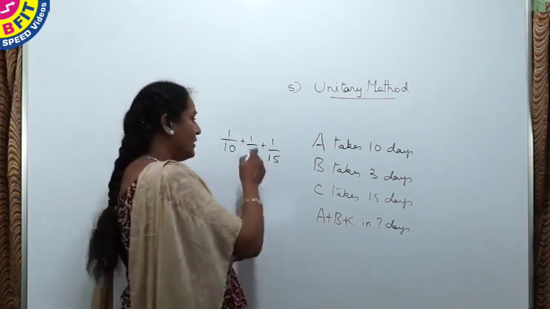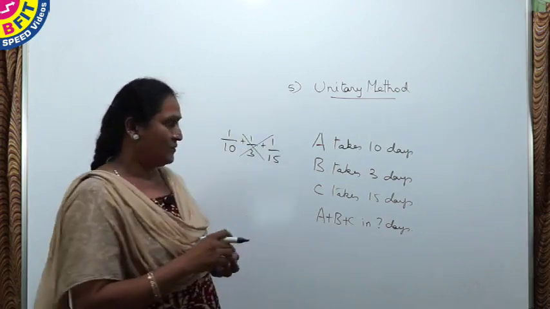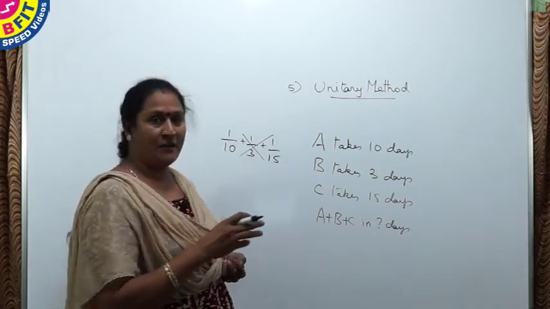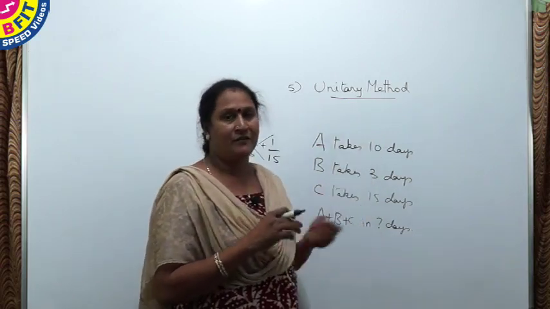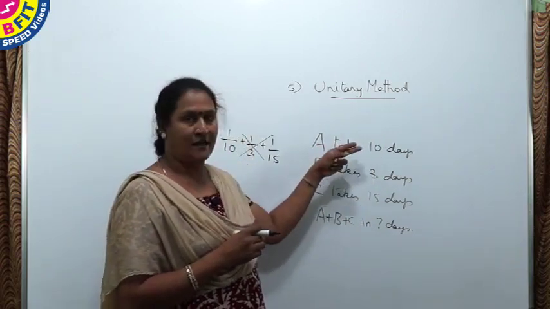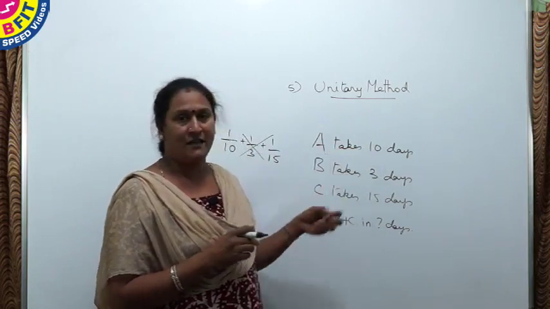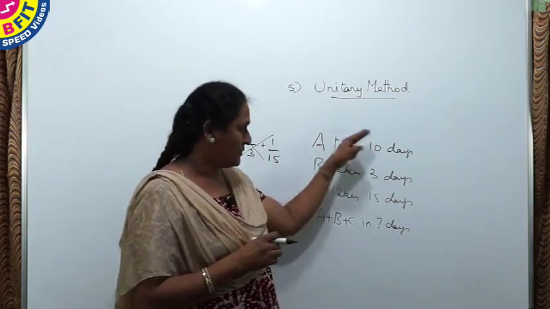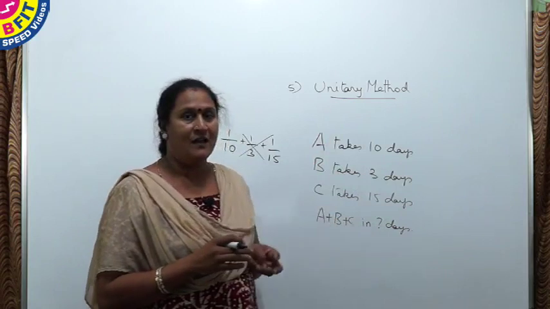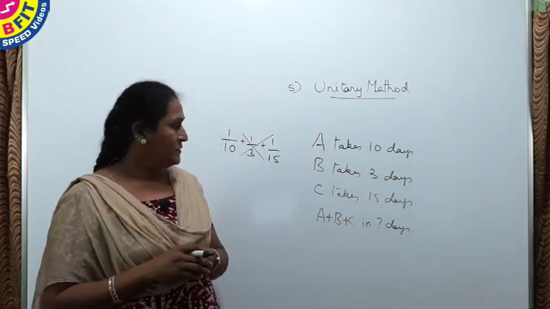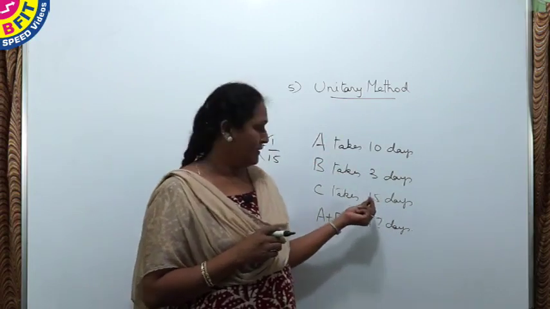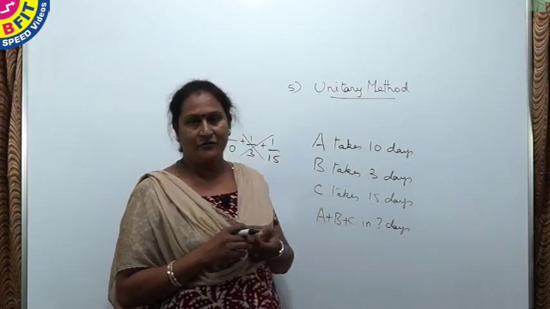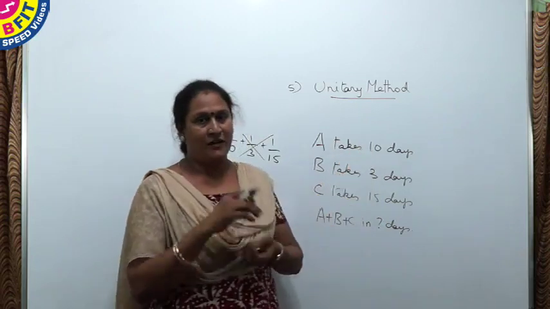So instead of doing all this, you can easily find time taken by all the 3 working together by finding LCM of time taken. Here A takes 10, B takes 3 days and C takes 15 days. So we assume LCM of 10, 3 and 15 as the total work. So to find LCM, we take the highest number 15. So 3 is a factor of 15, but 10 is not a factor of 15.